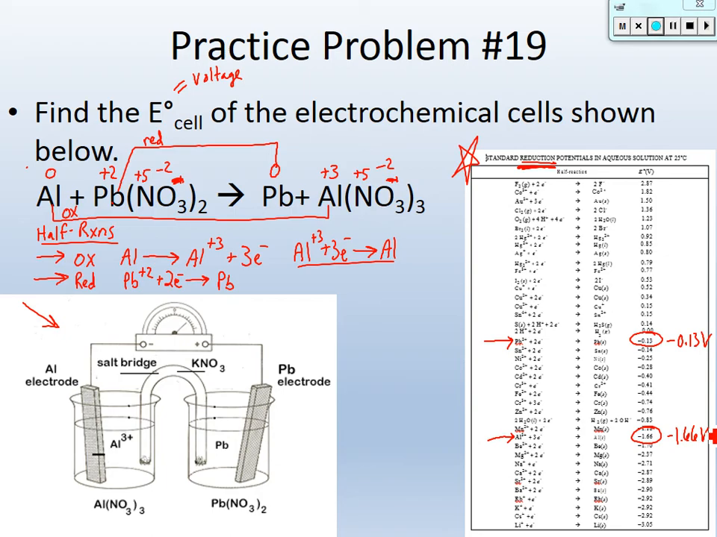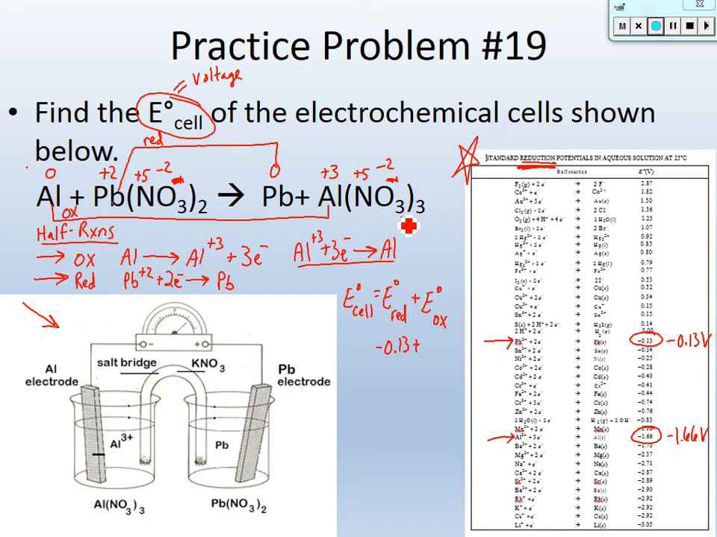Now remember, when we're looking to find the electric potential of the cell, we have this equation. E naught of the cell is equal to the E naught of the reduction half reaction plus the electric potential of the oxidation half reaction. Well, our reduction was lead, the Pb +2 plus 2 electrons going to Pb. We're not going to change that one. This one's going to stay the same because that's our reduction. So we've got a negative 0.13 volts.